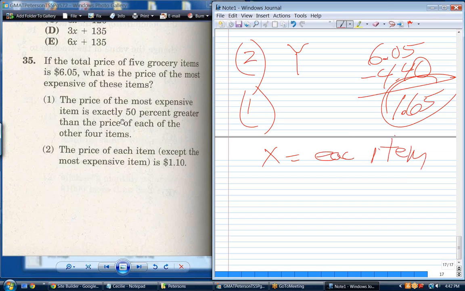So what do I know? I know that X plus X plus X plus X plus 1.5X equals 605. One equation, one unknown, we're going to be able to solve it.